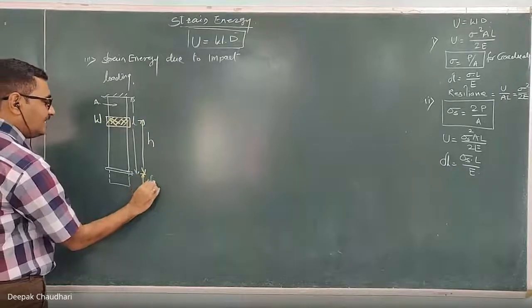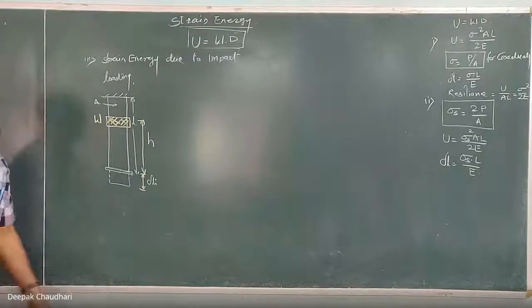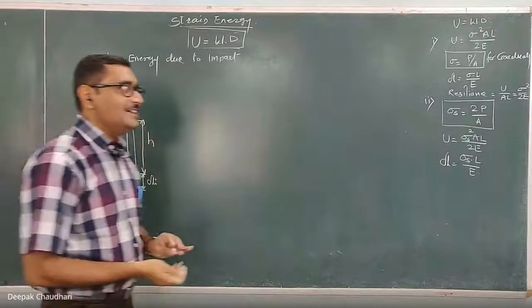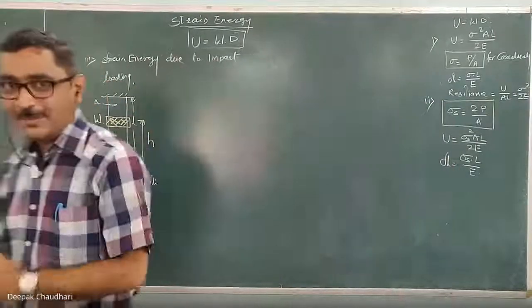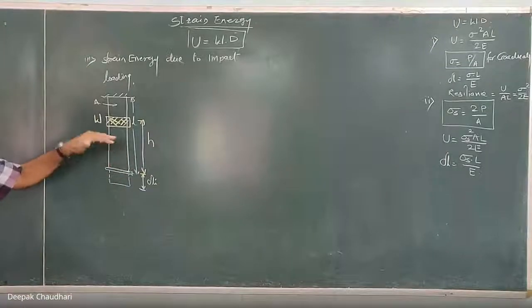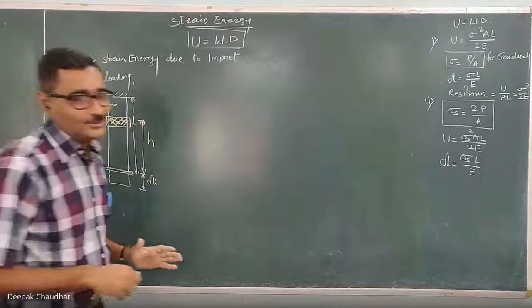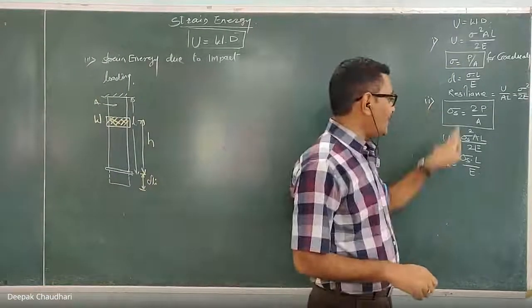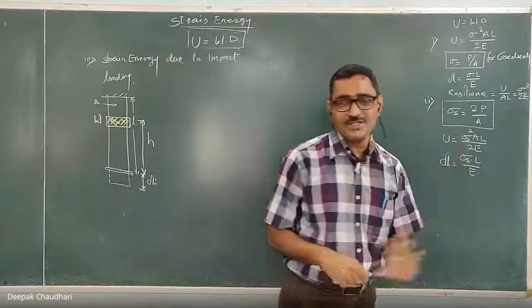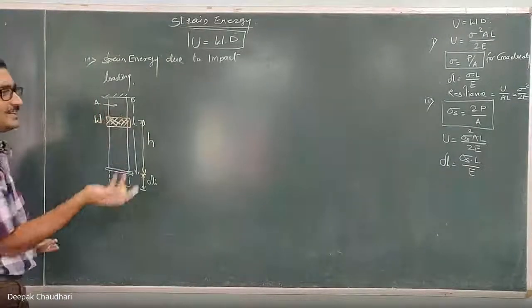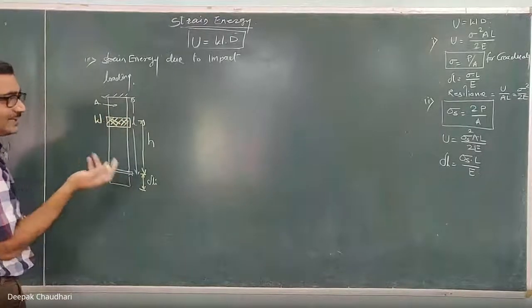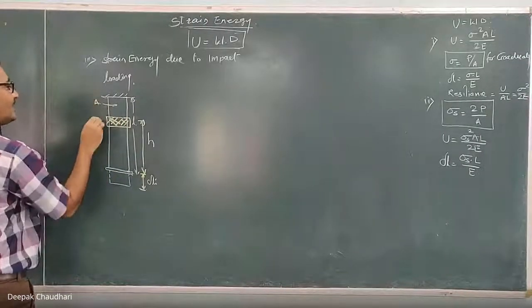You can write here delta Li, the deformation because of the impact loading. This deformation is different, and when the impact load is there, the stress induced is also different. You cannot use this formula, nor this formula, to calculate the stress because of the impact loading. Instead of W, you can see it as P also. One and the same thing. Instead of W, I can consider it as P.